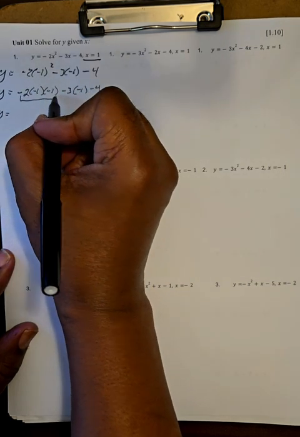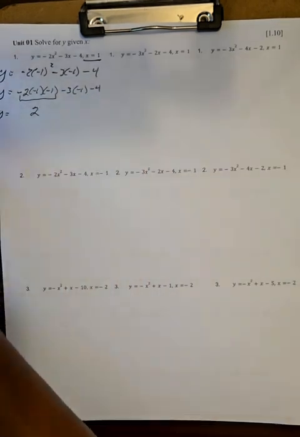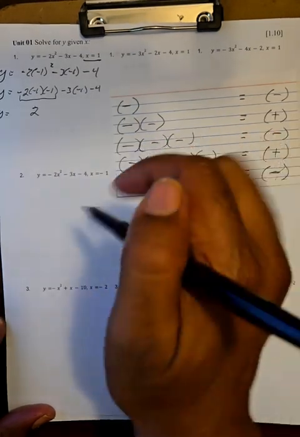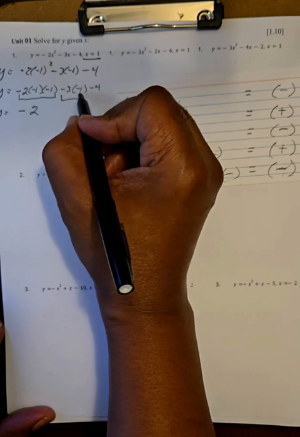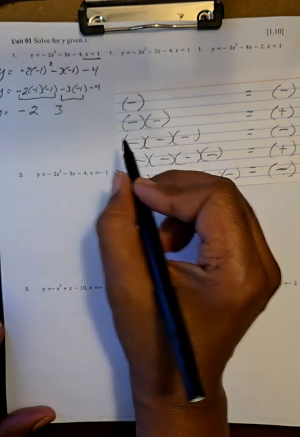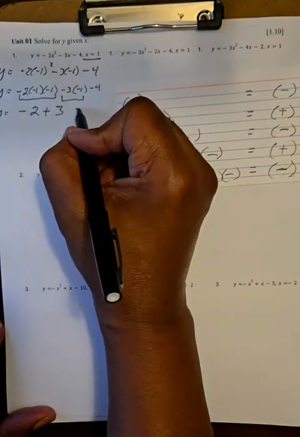I'm going to multiply these, so 2 times 1 times 1, which will be 2. There are 3 negatives. 3 negatives will give you negative. And then here, 3 times 1, which is 3. And there's 2 negatives, so 2 negatives will give us a positive. And then minus 4.